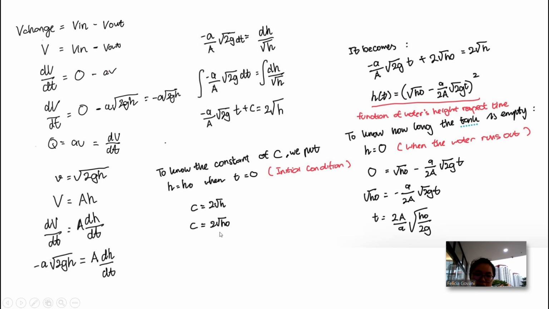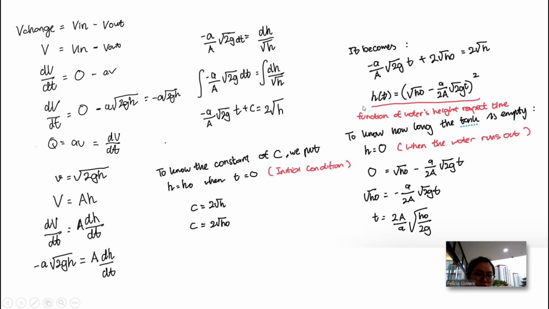We can say that this integral is for knowing the initial condition of the H. So we put H equal to H0 when t equals 0, when the draining of the water hasn't happened. So c equals 2 root H0. So it becomes this equation.